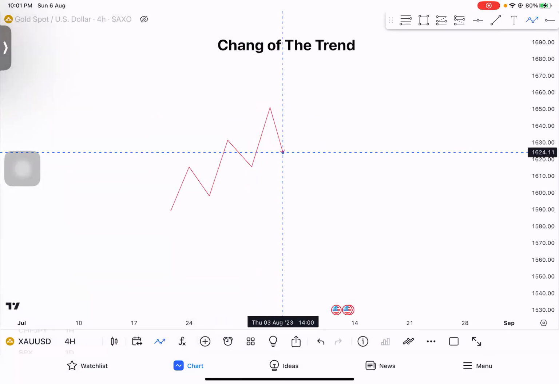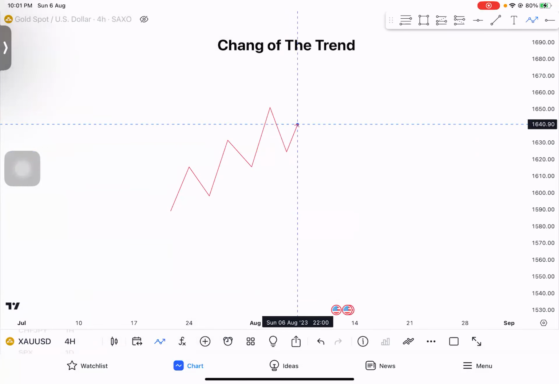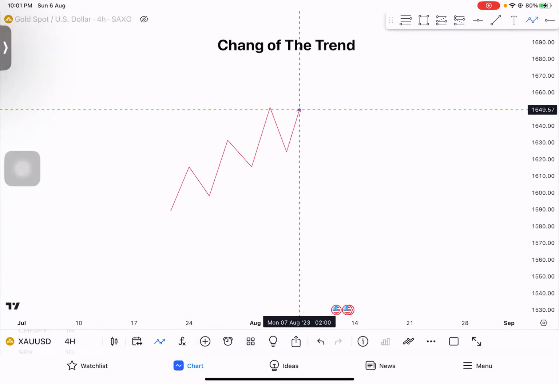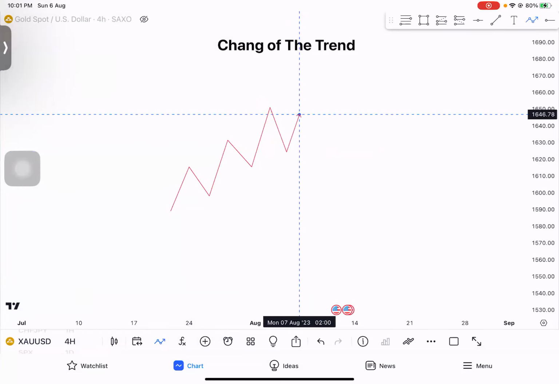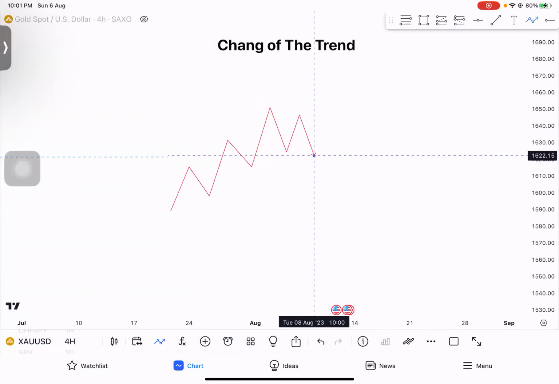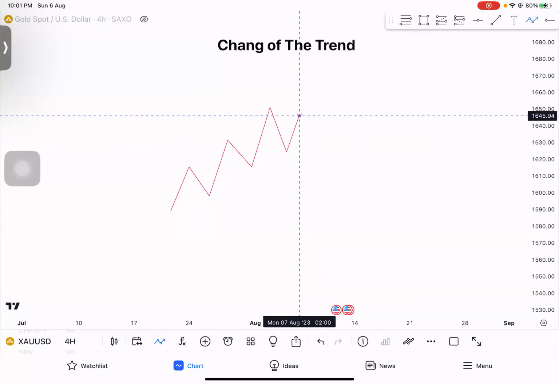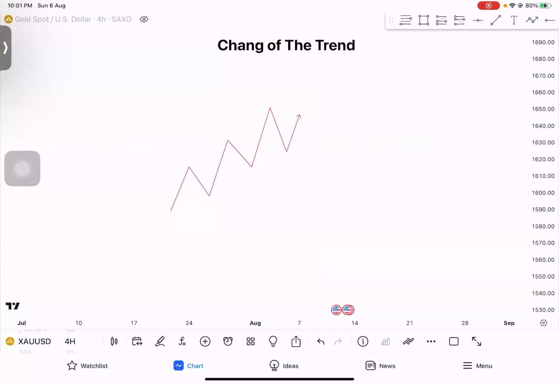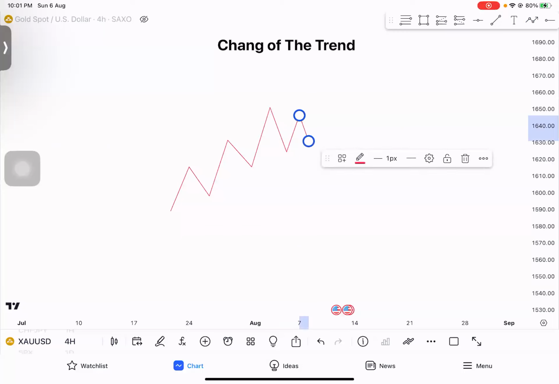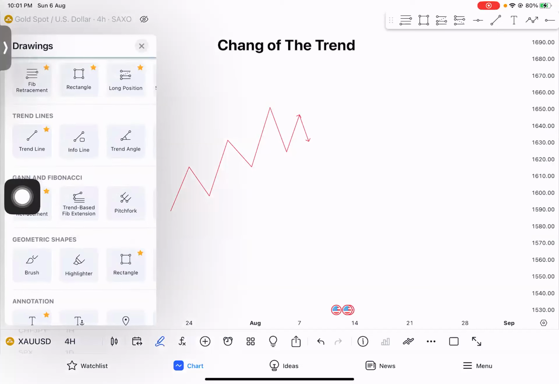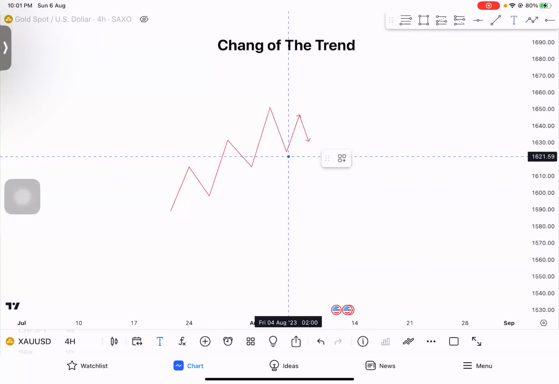Okay, and suddenly it starts to make new lows, but it's not able to break out on the previous high. Once it's not able to break out on the previous high, and it starts to come back and the structure is already formed, this will become the weak low.